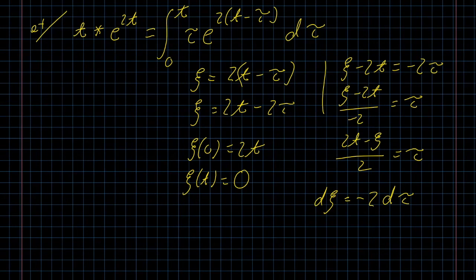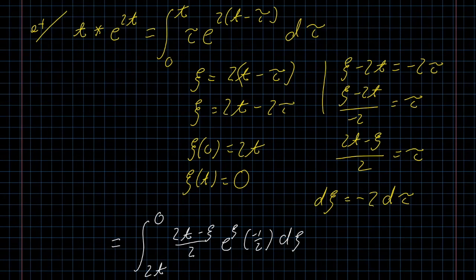So with all of that substitution, I can rewrite this integral. When tau is 0, xi is 2t. When tau is t, xi is 0. Tau is 2t minus xi all over 2. E to the 2t minus tau is e to the xi. And d tau is negative 1/2 dxi.